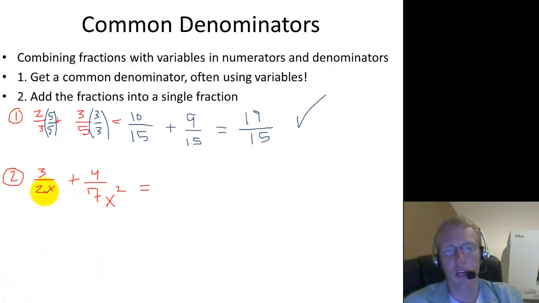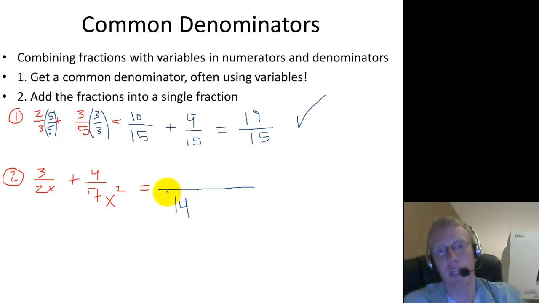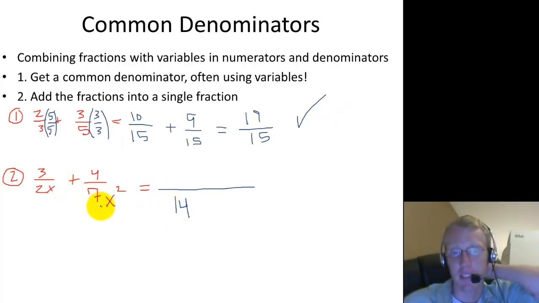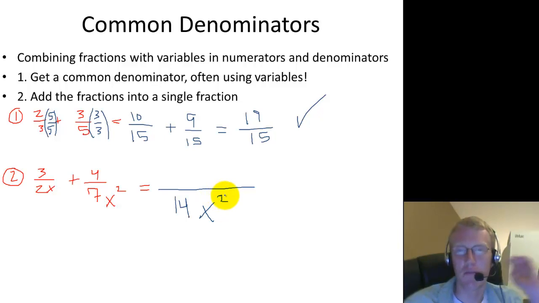Looking at the variables in the denominator, you have a 2x here and a 7x squared here. The lowest common denominator between a 2 and a 7 is a 14, and the lowest common denominator between an x and an x squared, what's the lowest thing they both go into, is going to be an x squared. It's kind of like factoring and FOIL a little bit. You're trying to see what number they both have in common. And if they don't have anything in common, you have to multiply them together to get something that they have in common.